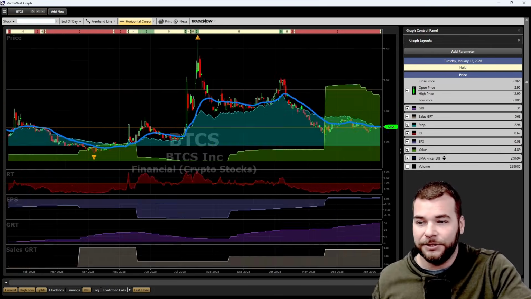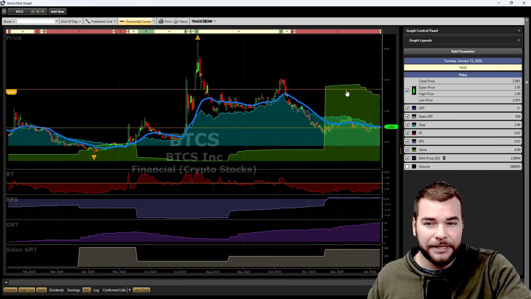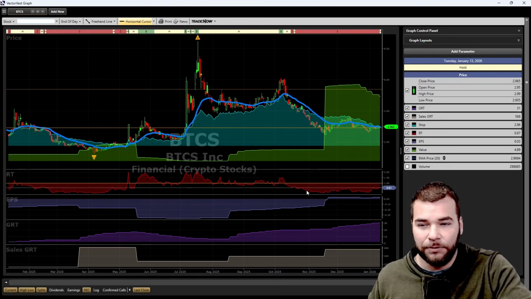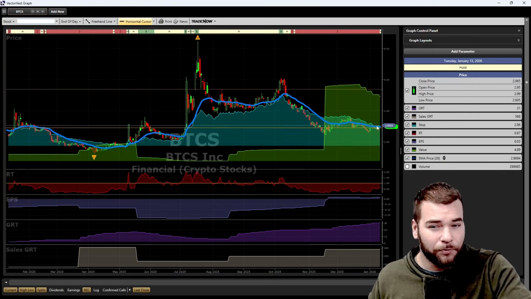Taking a look at the next position, we've got BTCS. See, it had a level of resistance in here. Look at the value. It ticked up quite a bit, starting to taper back right now. Still in the fours, currently at $4.89. RT, relative timing, starting to make higher highs and higher lows. Price under pressure right at the 20-day EMA.